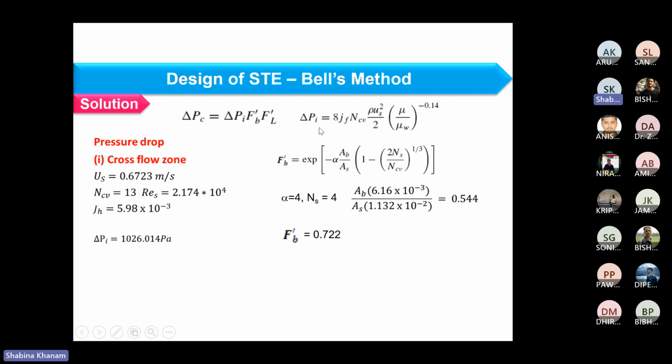Once I'm having this delta PI, you can find out FB prime and FL prime. For FB prime, number of sealing strips you have already fixed to 4. Number of sealing strips NS should be 4. Alpha value you can choose as 4, depending upon the Reynolds number, and you can find out FB prime as 0.722. Here you don't need to consider whether sealing strips are required or not, how many sealing strips and all that. All that we have fixed in heat transfer coefficient. You need to use all those values directly over here. So this is FB prime.